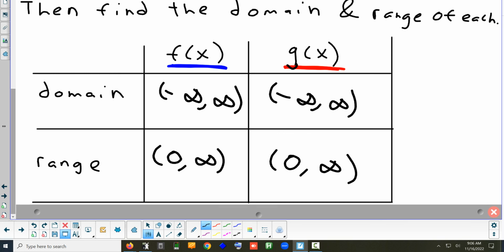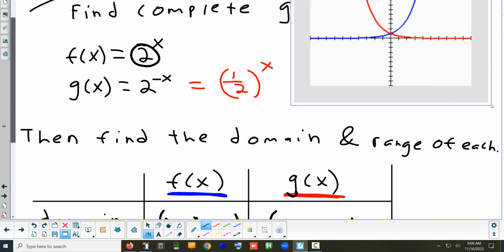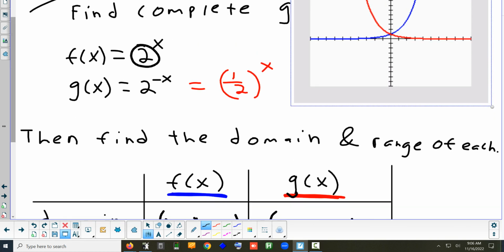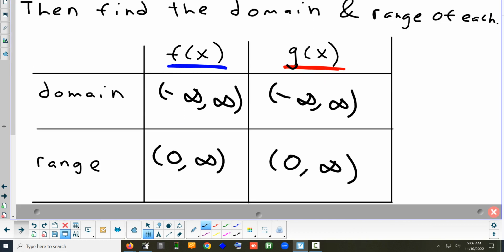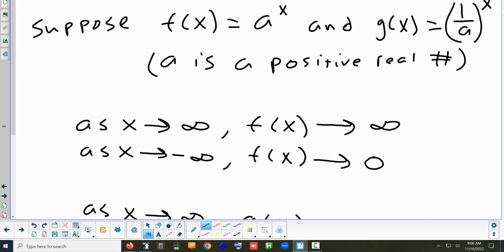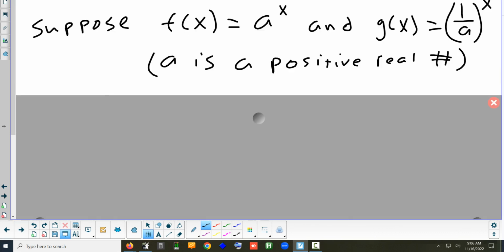Any question on describing the domain and range? So we just did it specifically for 2 to the x. Let's try to generalize it for anything to the x. 2 to the x, 3 to the x, 50 to the x. Doesn't matter. So let's look at it in general.